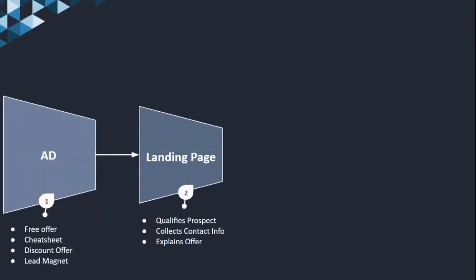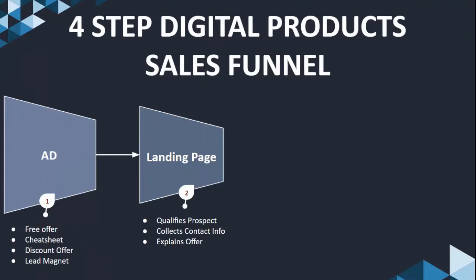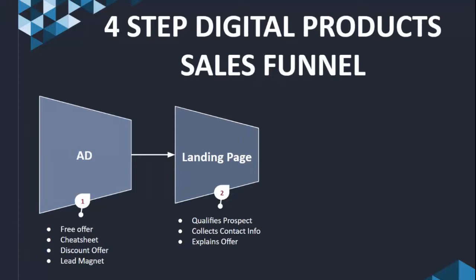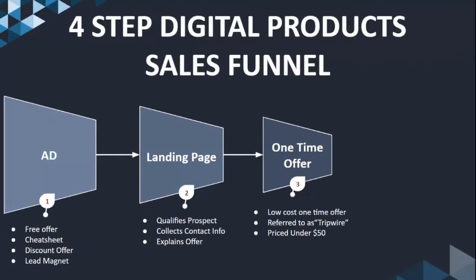So once they see our ad, they're going to go to a landing page. The landing page is going to explain essentially what the offer is, what they're going to get, right? And then the next stage is where they're taken to a one-time offer. Now, this is a very low-cost offer, under $50, typically $17, $27, something along those lines, where it's kind of like a no-brainer, right? Where you're not asking them to take out $100 or whatever. It's very low cost, and it's something that is called a tripwire.